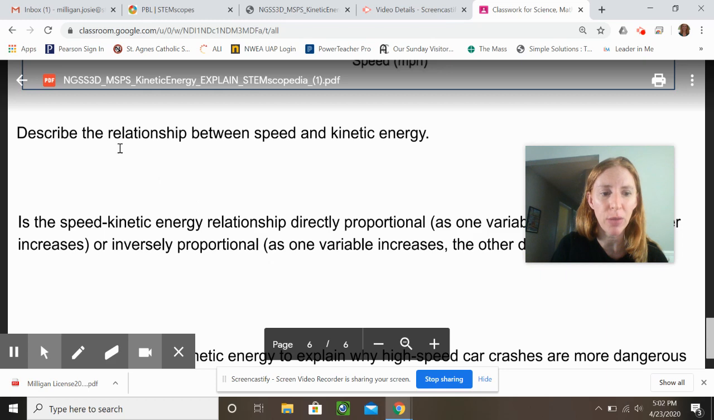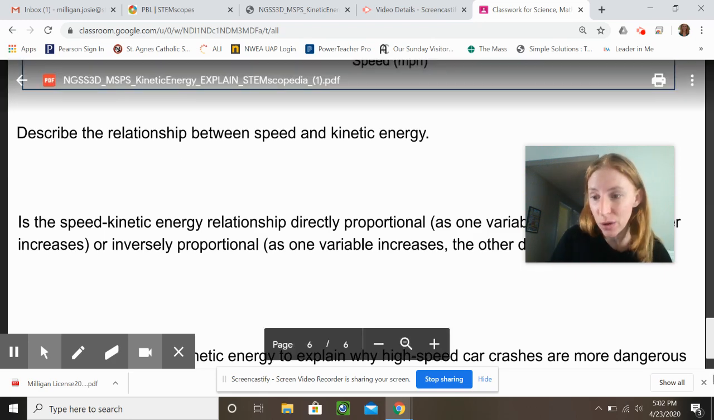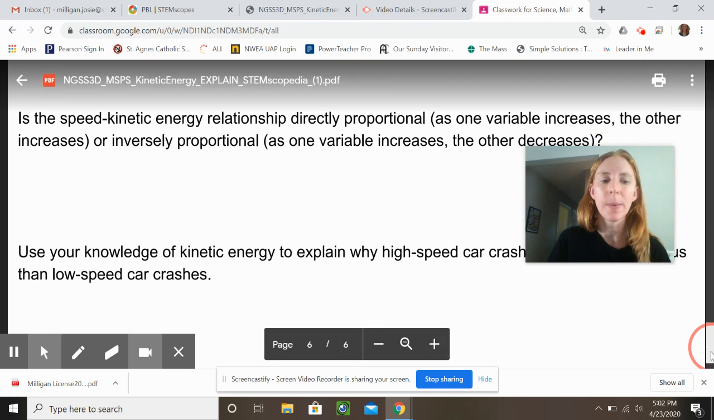If you're wondering about the question that says describe the relationship, that just means describe what's happening with speed and what's happening with kinetic energy. Are they related somehow? Does one go up as the other decreases? Or maybe they both increase together simultaneously? Describe what's happening with the numbers.